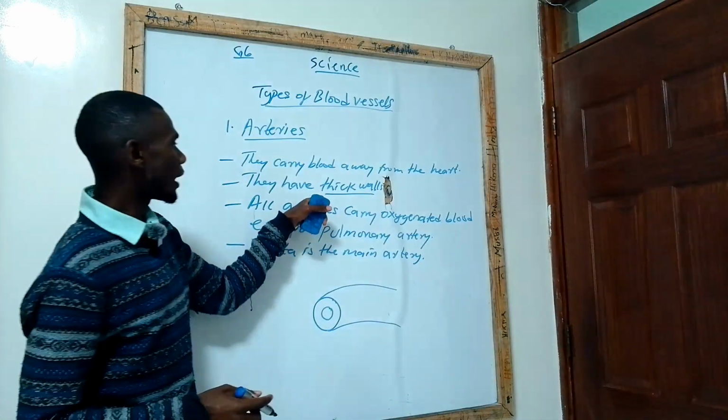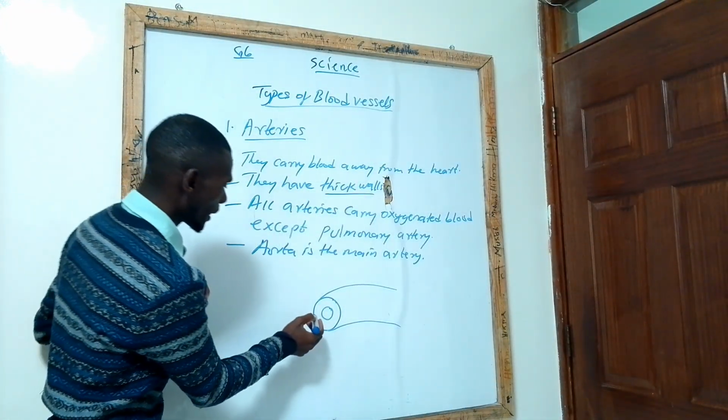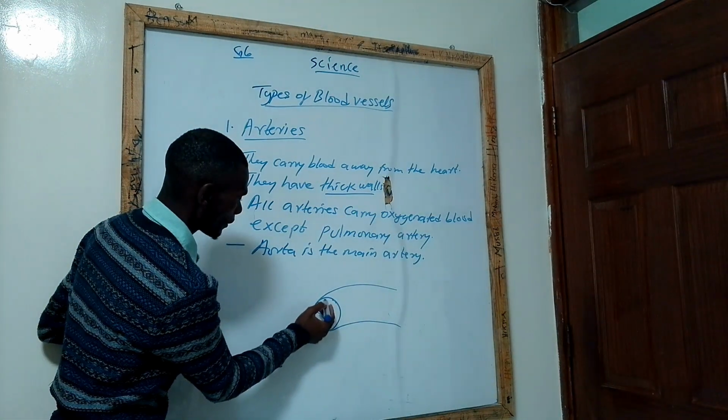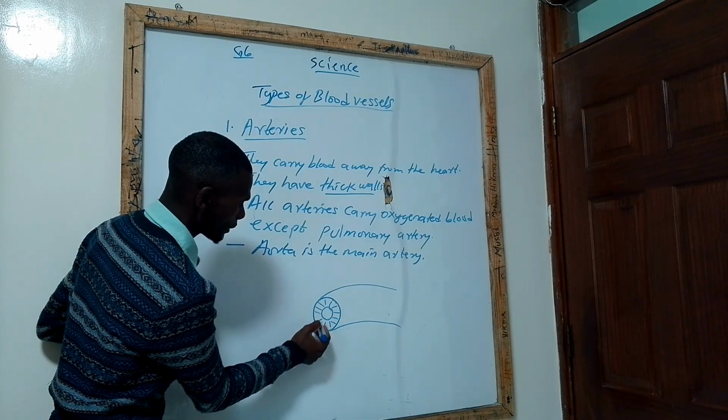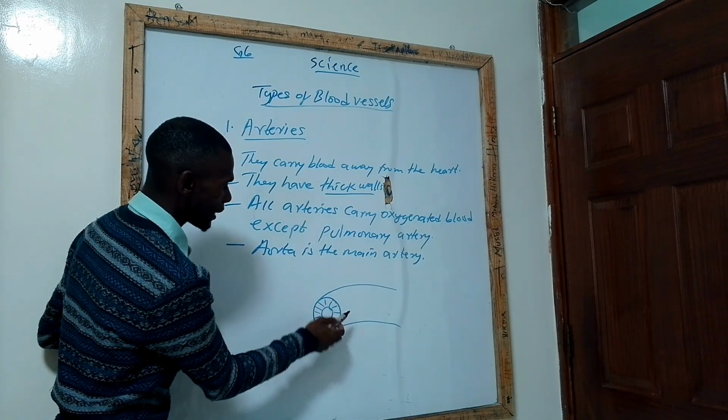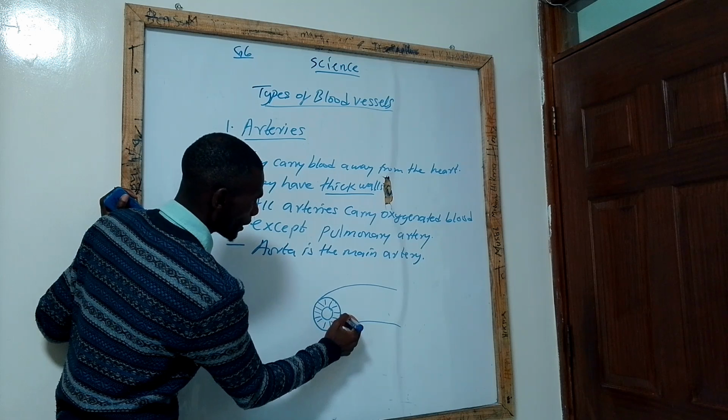So, we talked about they have thick walls. Thick walls is this part here. Look at how thick it is, so that the remaining part, this is where the blood flows.